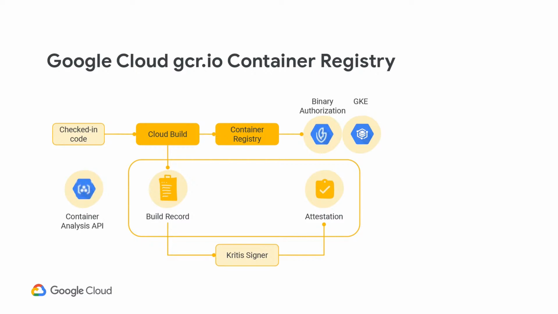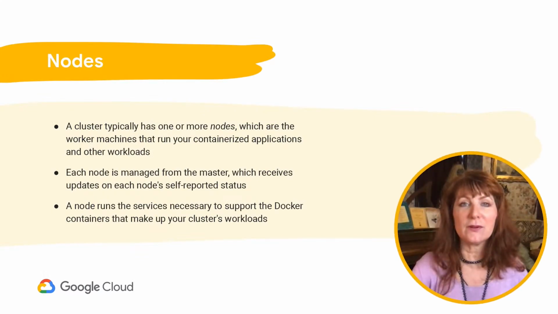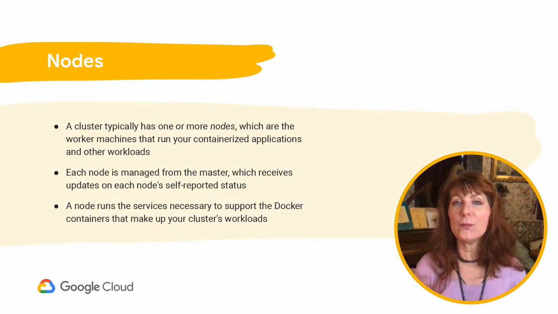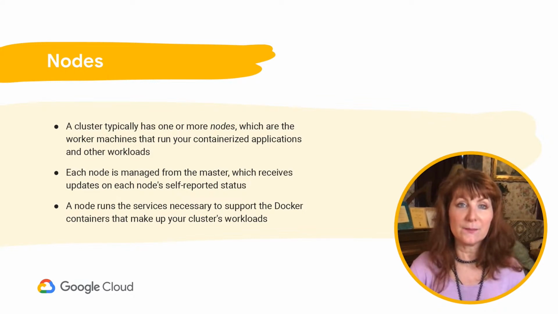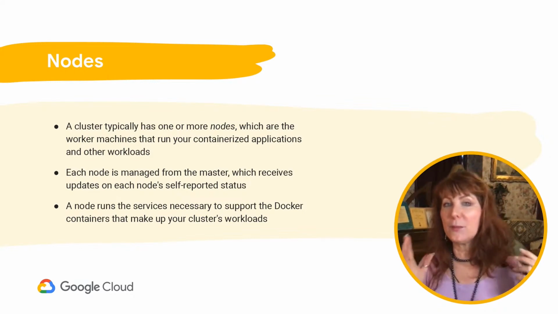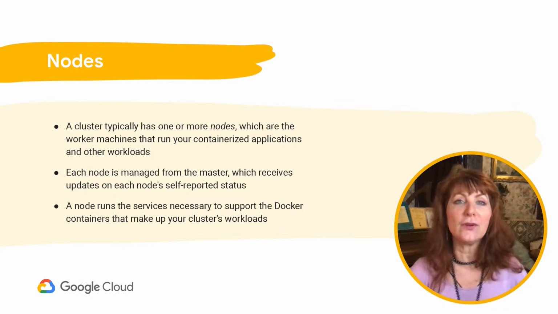And as previously mentioned, a cluster typically has one or more nodes, which are the worker machines that run your containerized applications and other workloads. The individual machines are Compute Engine VM instances that GKE creates on your behalf when you create a cluster. So each node is managed from the master, which receives updates from each node about its own status. You can exercise some manual control over the node lifecycle, or you can have GKE perform automatic repairs and upgrades on your cluster nodes, as we mentioned earlier. It's up to you.